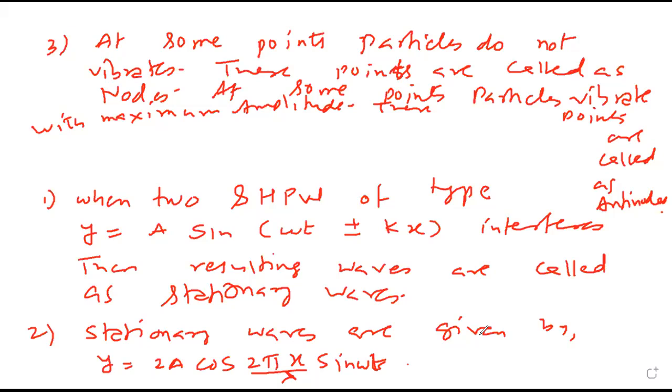So can antinodes be positive and negative, or only positive? No, it will be either plus 2a or minus 2a. So the maximum will be on the upward side as well as the downward side. It can be plus or minus 2a. Okay.